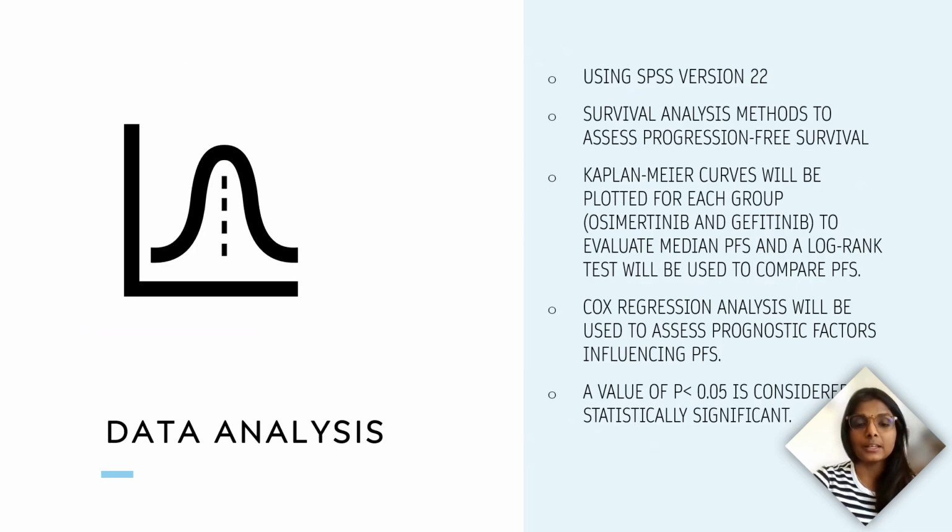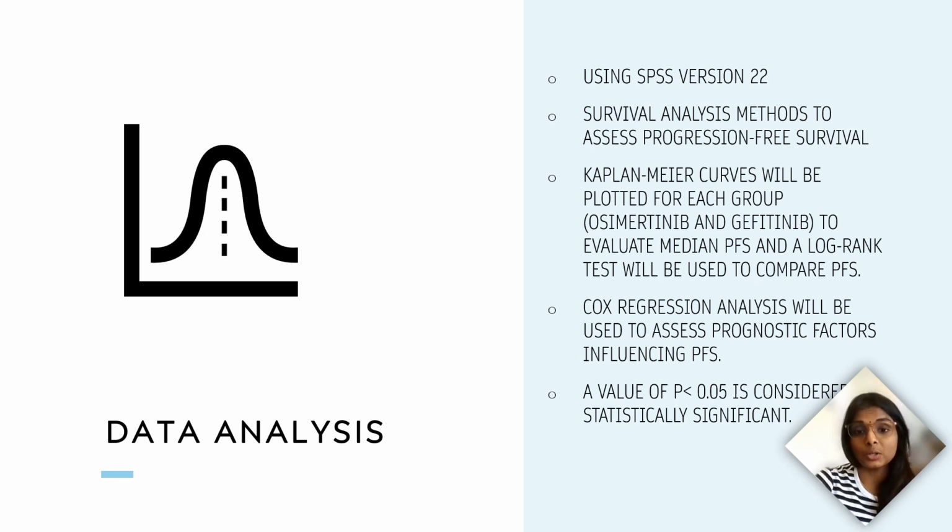For data analysis, the SPSS software will be used. Survival analysis methods to assess progression-free survival will be employed. Kaplan-Meier curves will be plotted for each group, osimertinib and gefitinib, to evaluate the median progression-free survival, and a log-rank test will be used to compare the progression-free survival. Cox regression analysis will be used to assess prognostic factors influencing the progression-free survival, and a value of p less than 0.05 will be considered statistically significant.